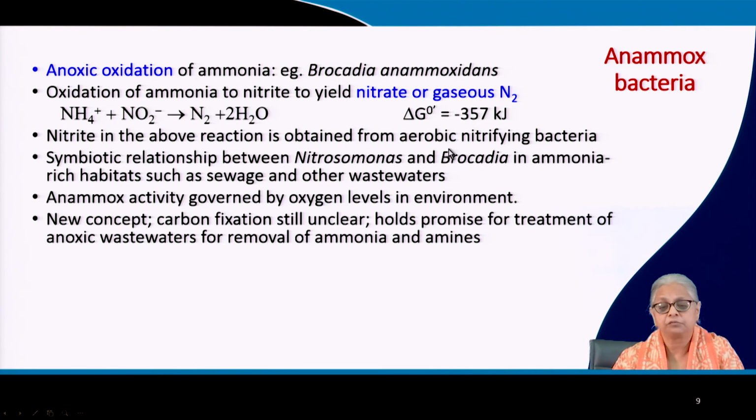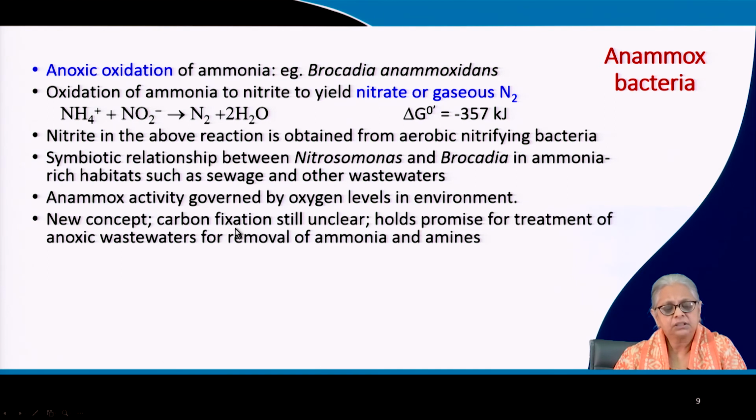So nitrite in the above reaction can be obtained from aerobic nitrifying bacteria. There is a symbiotic relationship between Nitrosomonas and Brocadia in these ammonia-rich habitats like sewage and wastewater. Anammox activity is considered to be governed by the oxygen levels in the environment. Even though they are obligately anaerobic, they themselves will not use oxygen, but the activity level is governed by the availability or the presence of oxygen in their environment.